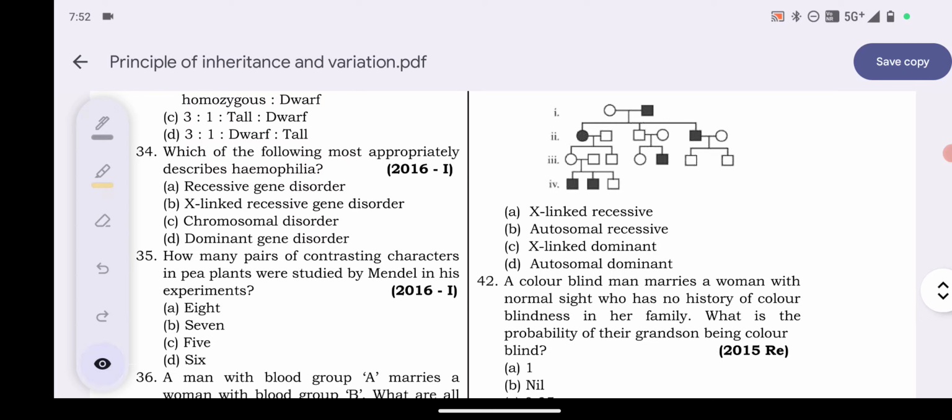Next, 35. How many pairs of contrasting characters in pea plant were studied by Mendel in his experiment? It asks about pairs, so what will it be? Option B, 7 pairs of contrasting characters. Okay.